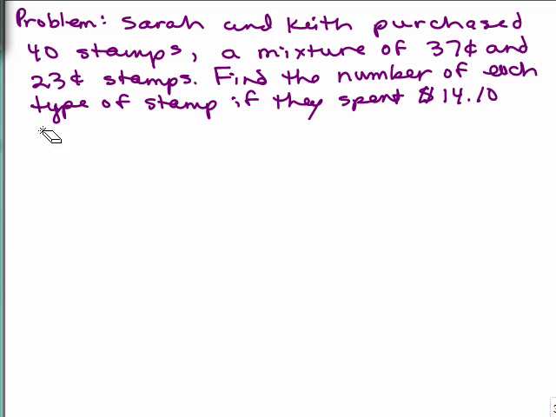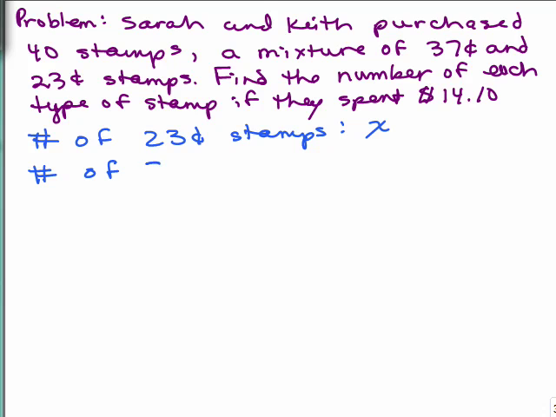Okay, so I'm going to write the number of 23-cent stamps. Let's call that X, and the number of 37-cent stamps, I'm going to call that Y. Now, I usually like to write the rest of the information in a chart, although you don't have to do that.